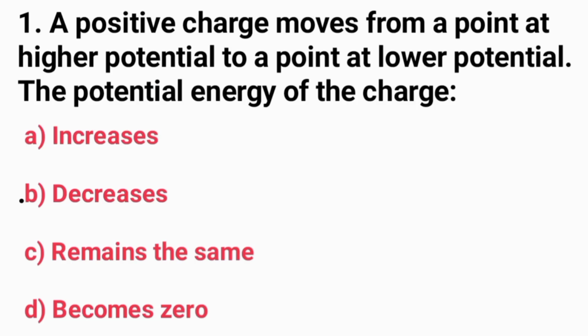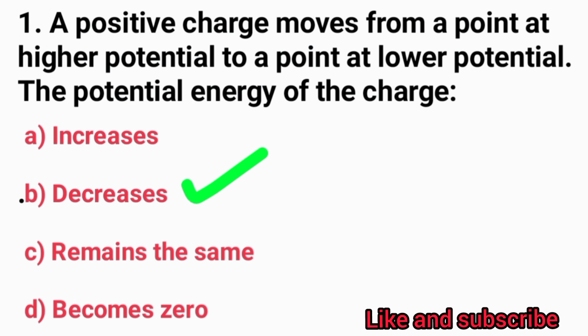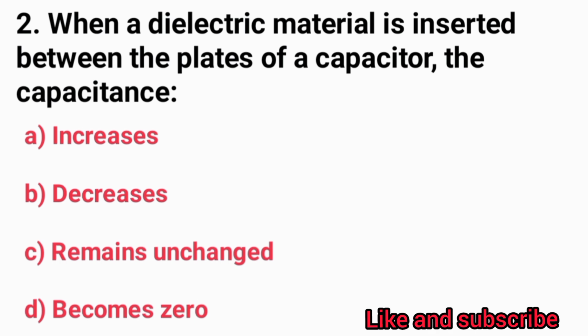Question number 1. A positive charge moves from a point at higher potential to a point at lower potential. The potential energy of the charge. The correct answer is option B, decreases. Question number 2. When a dielectric material is inserted between the plates of a capacitor, the capacitance. The correct answer is option A, increases.